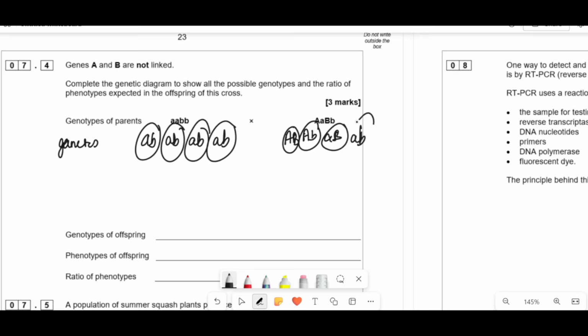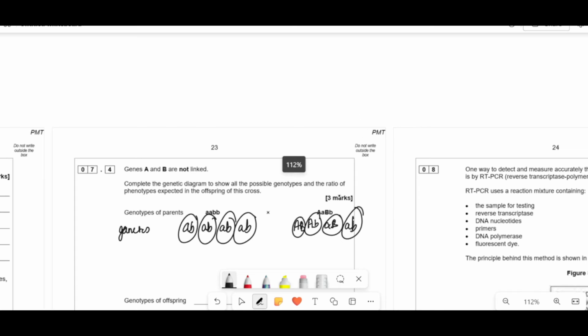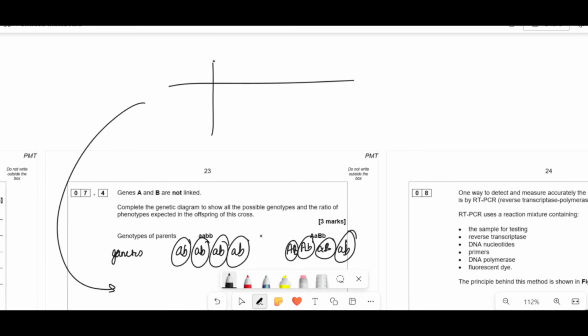Whoops, little a and little b, like that. Now when you're crossing it, I'm going to do it up here just because I want space. You write the gametes of one parent across the gametes of the other. So big A big B, big A little b, little a big B, little a little b. Cool. When you're crossing these, keep them consistent.